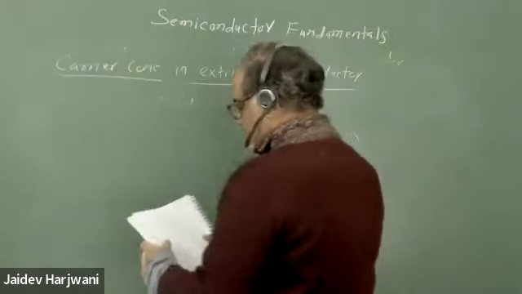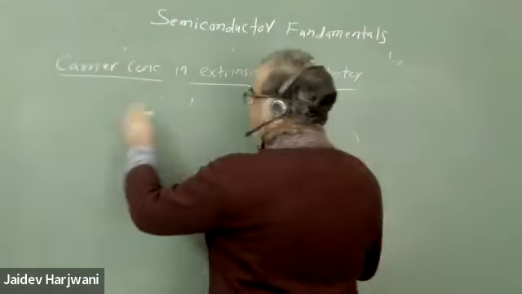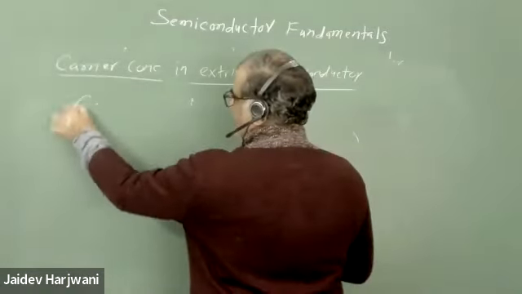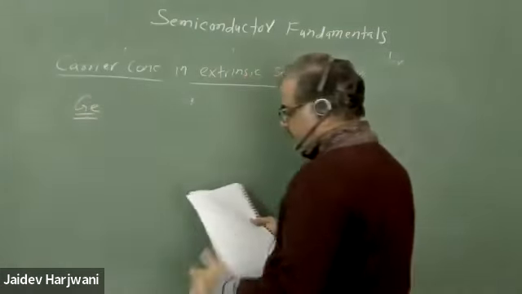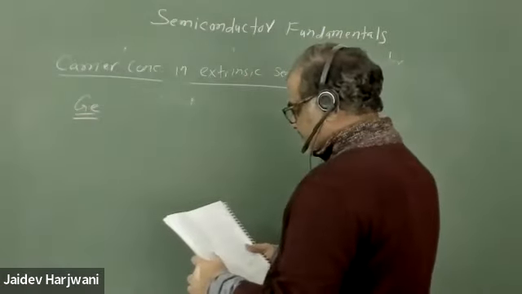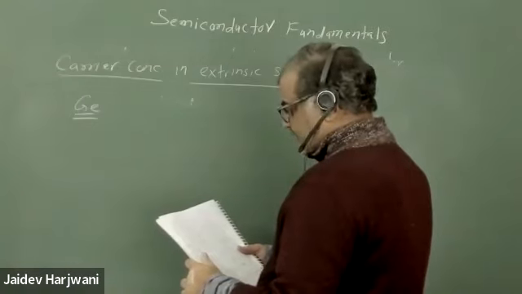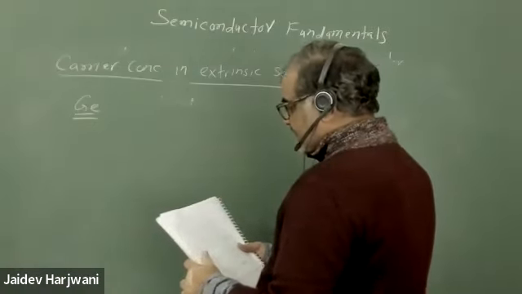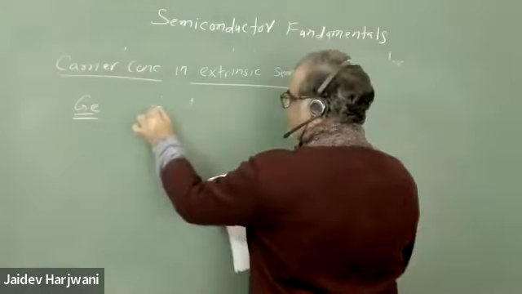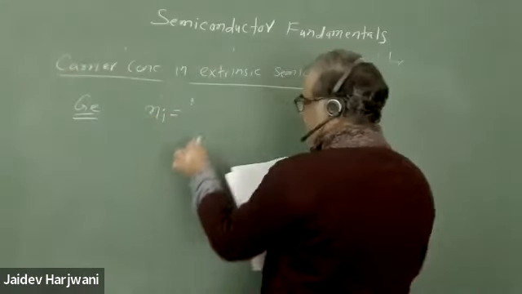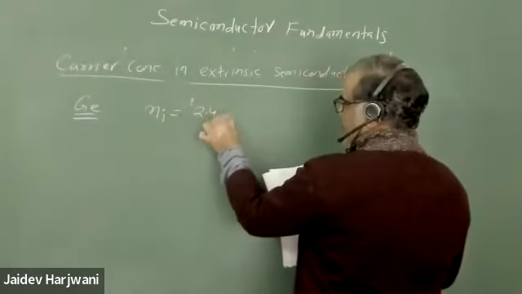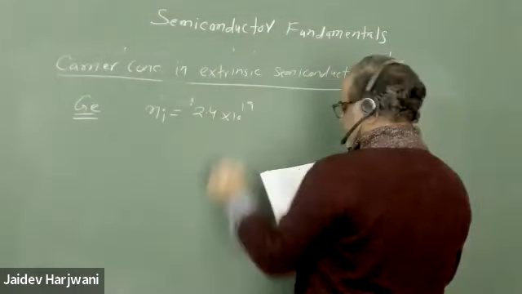So it gives a germanium semiconductor. You have been given a germanium sample. This is an interesting sample, and the intrinsic carrier concentration is given as 2.4 into 10 raised to power 19.